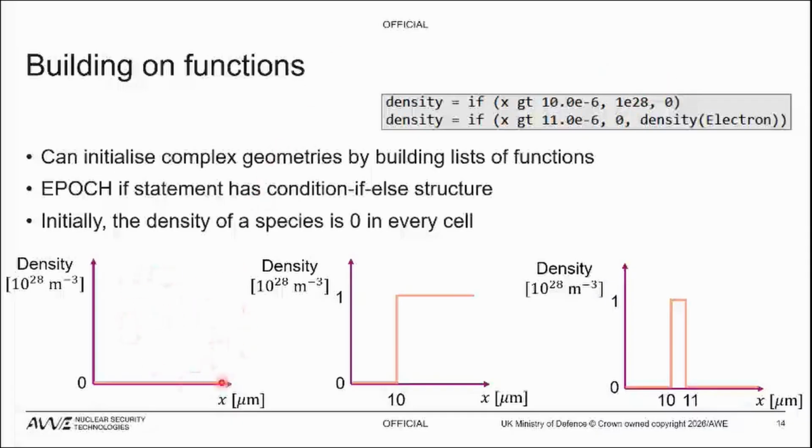And we go from this flat density to this little ramp density, which is a step in the right direction, but it's not the density distribution we want. So we can then actually create a second density function to say, right, if x is greater than 11, I want it to be 0. Otherwise, use the value of the electron density, which we've already got up to this point. Electron here is the species name, density is an EPOCH function. And so it says, right, okay, we go to 11, we go back down to 0, but before that, we have this same ramp up that we had before. The net effect is we get a nice little density bump between 10 and 11 microns, which is what we were going for.